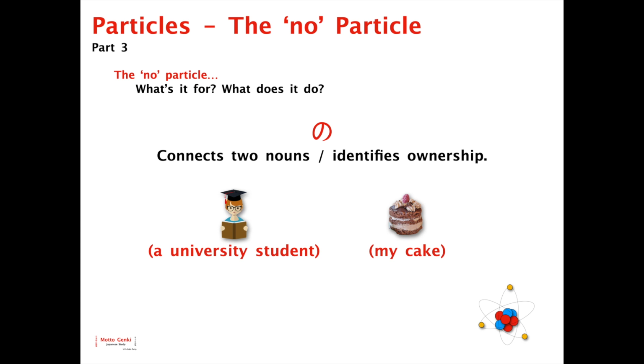Right, we're going to look at a new particle. There is the no particle. Here we have the hiragana character no, and what it does is it can connect two nouns together. For example, a university student. It also is used to identify ownership. For example, my cake.